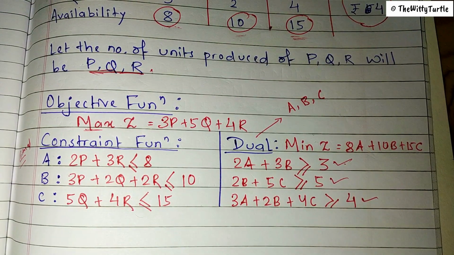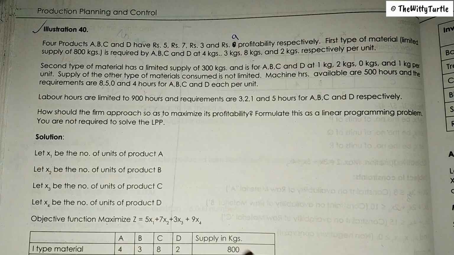So I hope by now your concept of duality and primality is clear. So yeah, let's read the next question. The next question that we are going to solve now is illustration 40 from the old book and illustration number 12 from your CMA Inter New Syllabus 22.